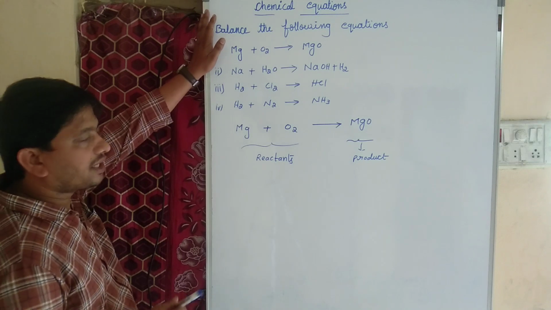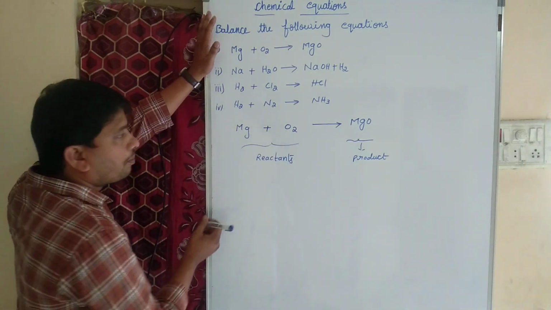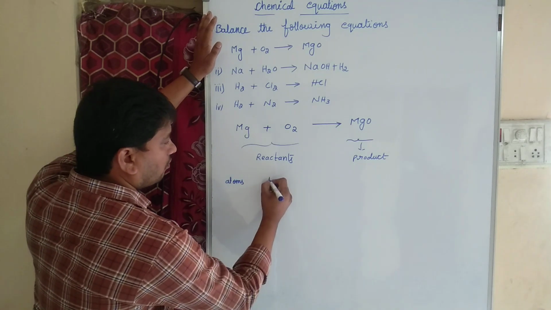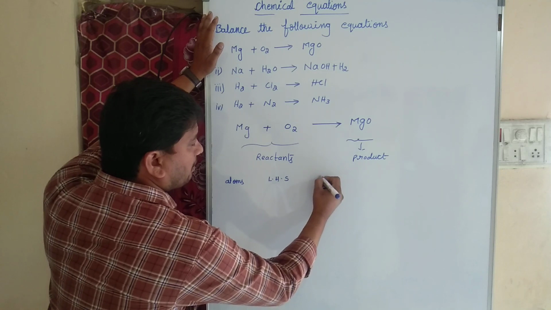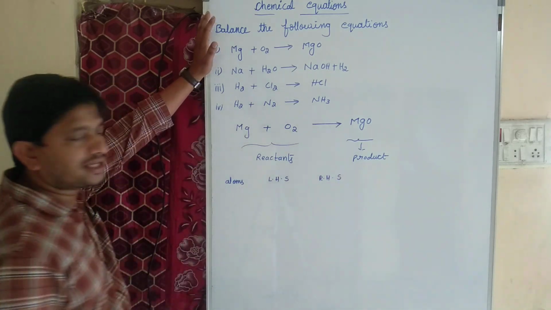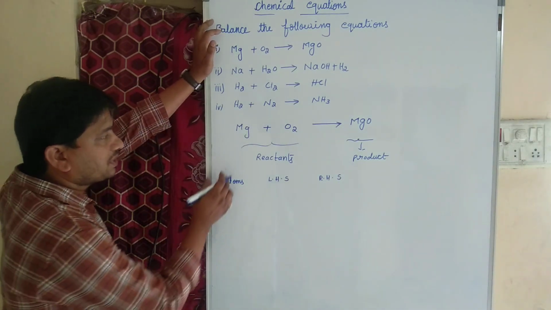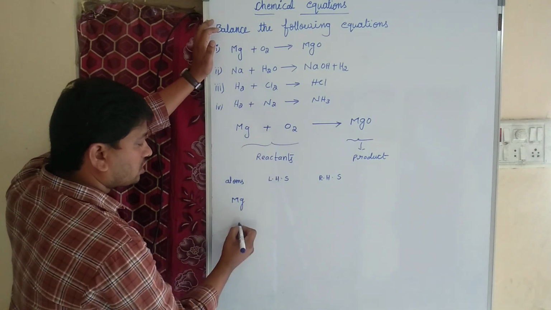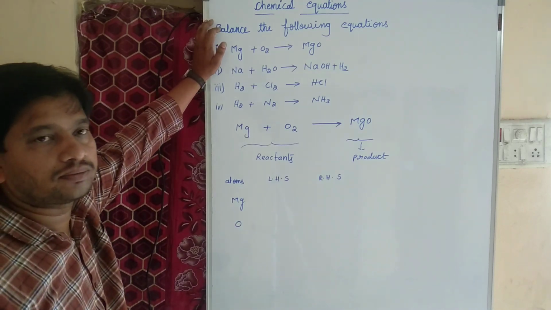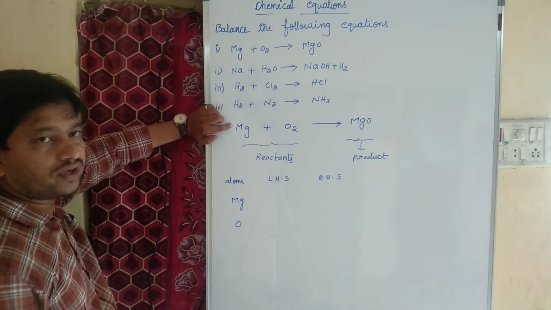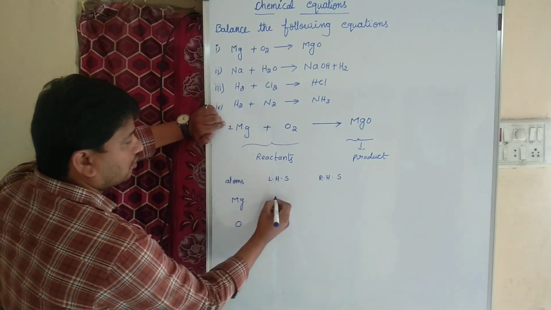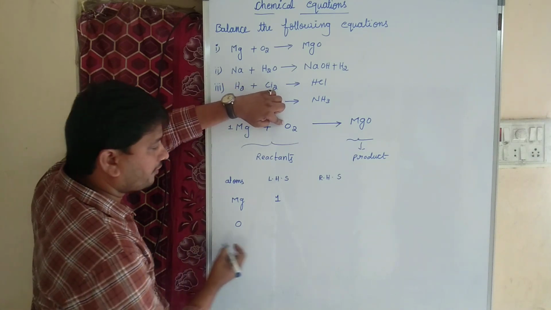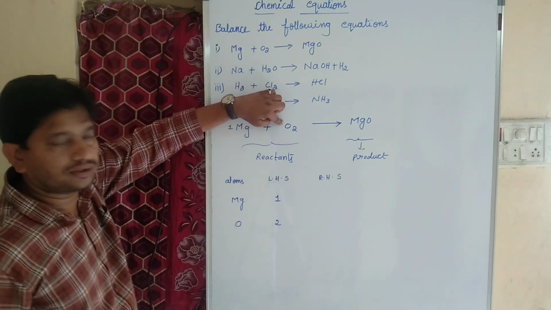Okay, before the chemical reaction, how many atoms of oxygen do we have? So let me write here atoms on LHS, I mean left hand side, as well as on right hand side. So what are the atoms present before the chemical reaction? We have magnesium Mg and also we have oxygen. So how many atoms of magnesium do we have here? Only one atom. And how many atoms of oxygen do we have here? We have 2 atoms of oxygen.